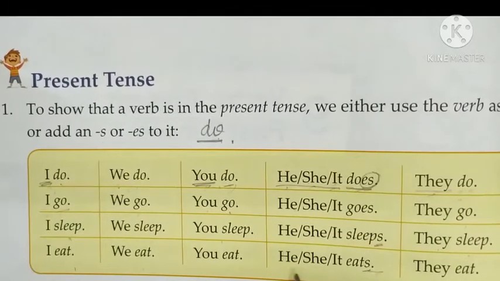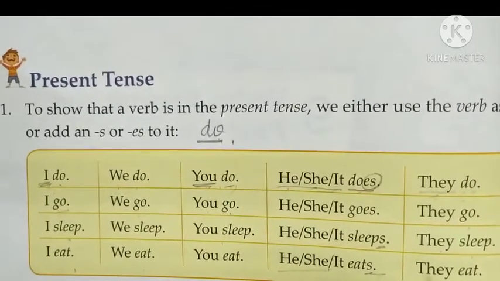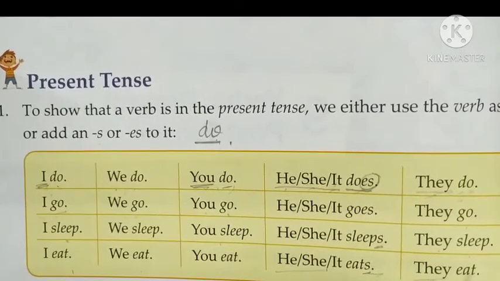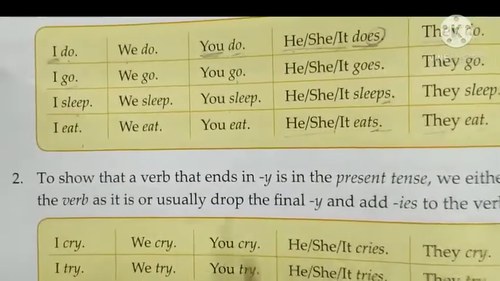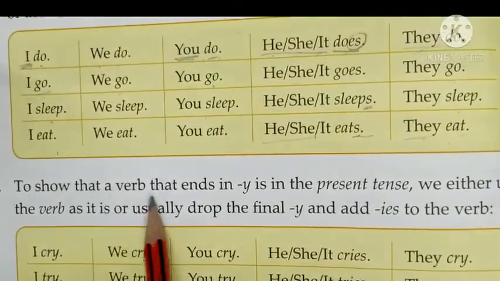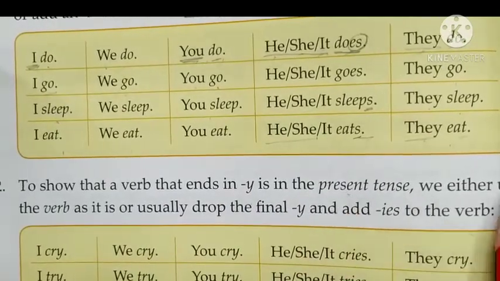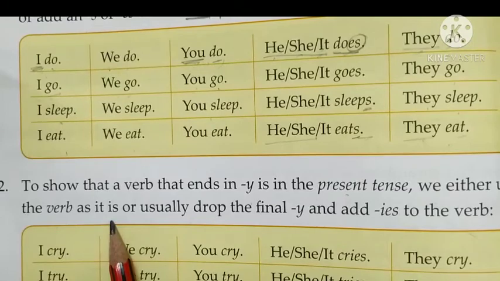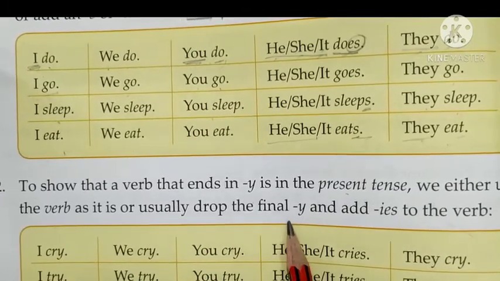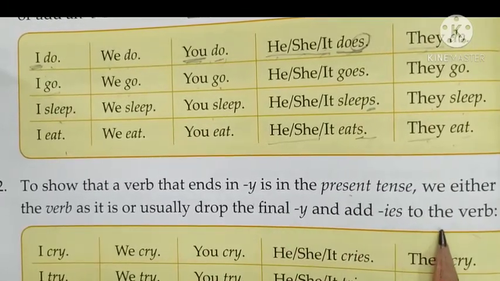Okay, we add s to this singular subject. They eat. They is plural, so we will not add anything. Next is, to show that a verb that ends in y is the present tense, we either use the verb as it is or usually drop the final y and add ies to the verb.